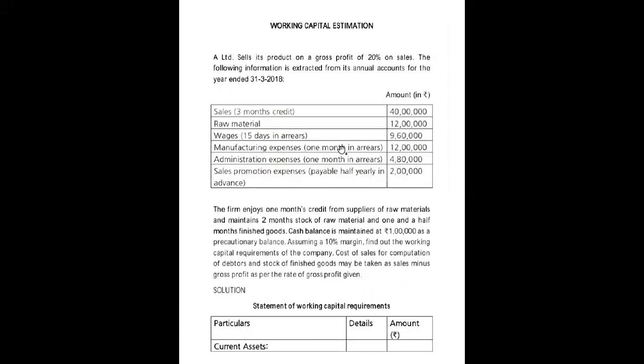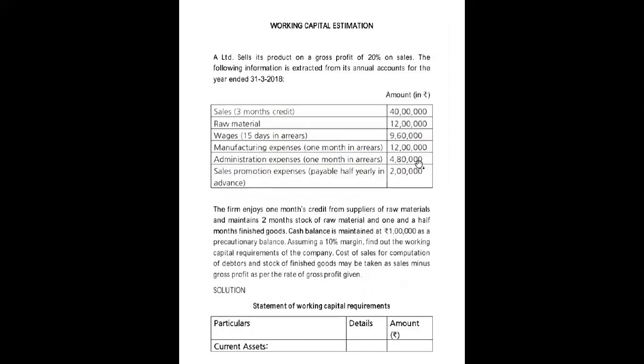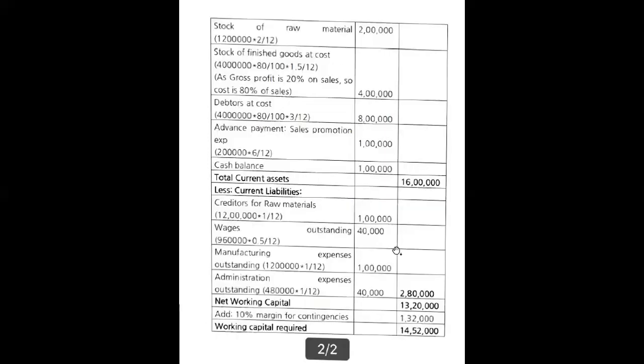Next is manufacturing expenses outstanding. Manufacturing expenses are 1 month in arrears. So 12 lakhs is for the entire year. We can calculate 1 month outstanding manufacturing expenses, which is 12 lakhs into 1 by 12, 1 lakh. Similarly, administration expenses outstanding, we have total administration expenses at rupees 4 lakhs 80,000. We can calculate 1 month's administration expenses outstanding at rupees 40,000. Next, we've added all these current liabilities, and the current liabilities amount to rupees 2 lakhs 80,000.